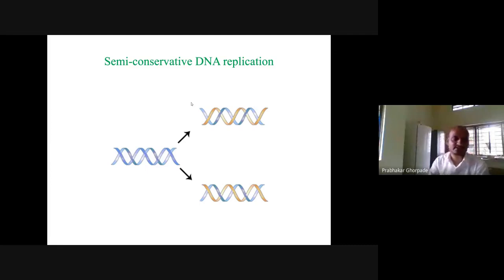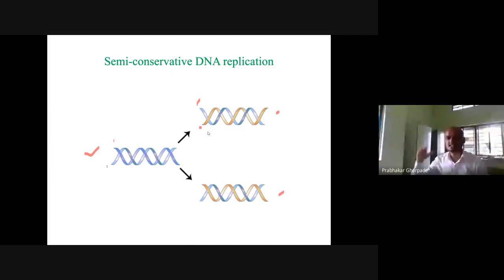What is semi-conservative? This one is a double-stranded DNA, shown in blue. Now this is a daughter strand, and this is the second daughter strand. One strand is blue, the other strand is yellow. So what does it mean? It means DNA replication is a semi-conservative event. This double-stranded DNA has now separated. This is a parental strand, and on it we are synthesizing a new strand. The parental strand is blue, and the new strand we are synthesizing is yellow.